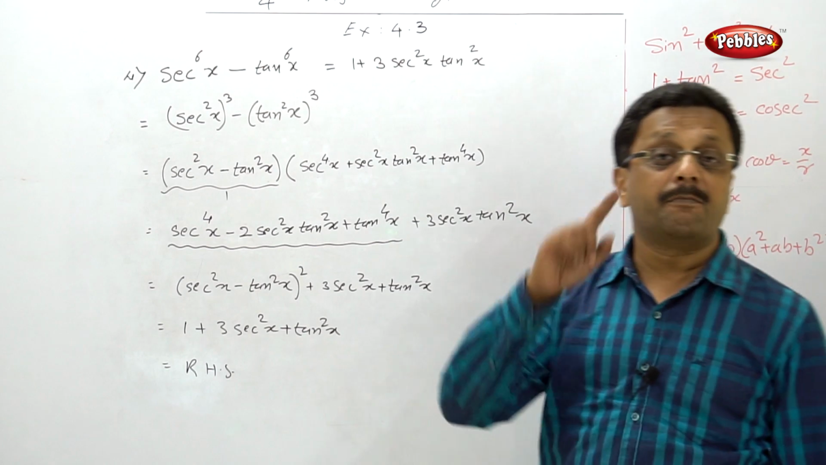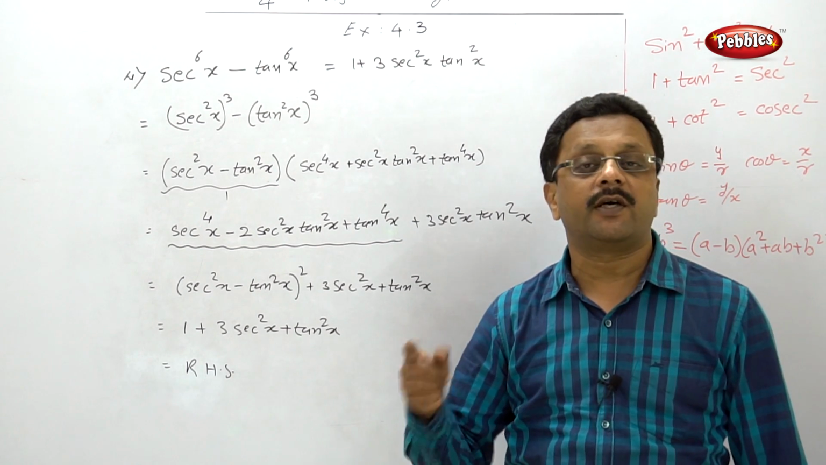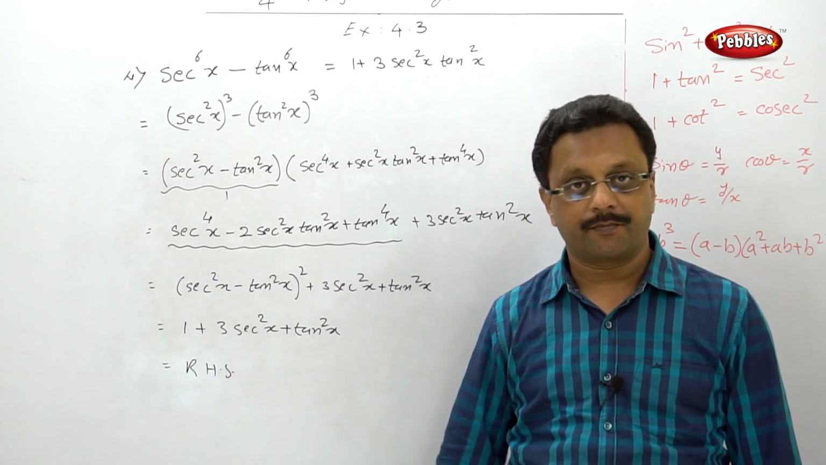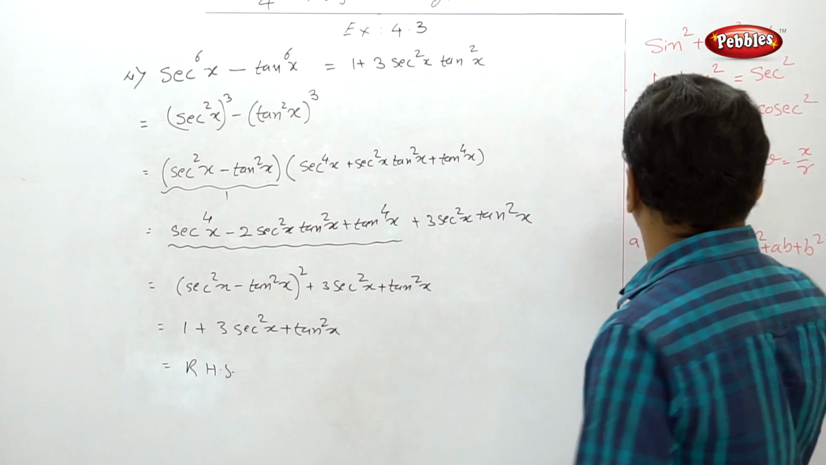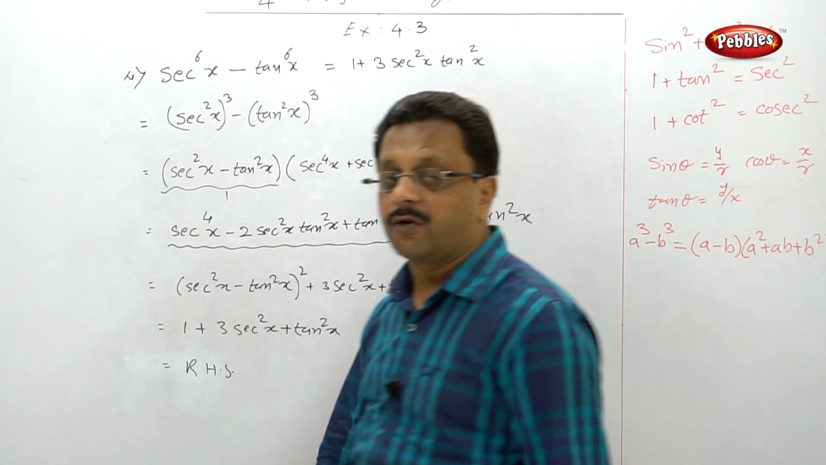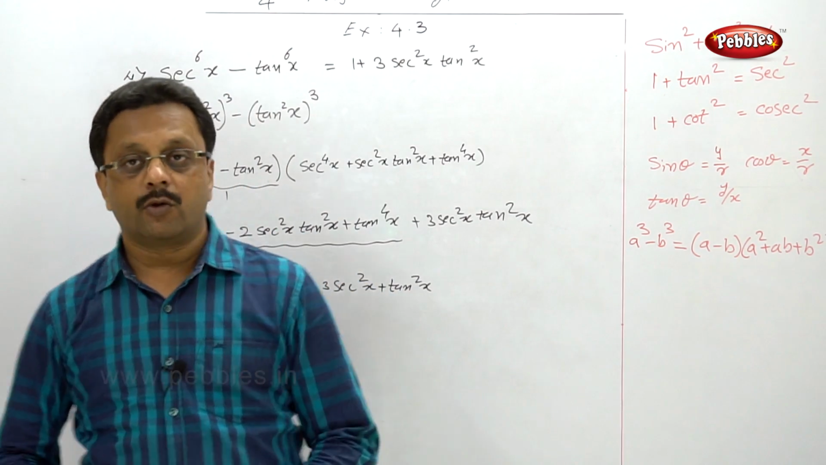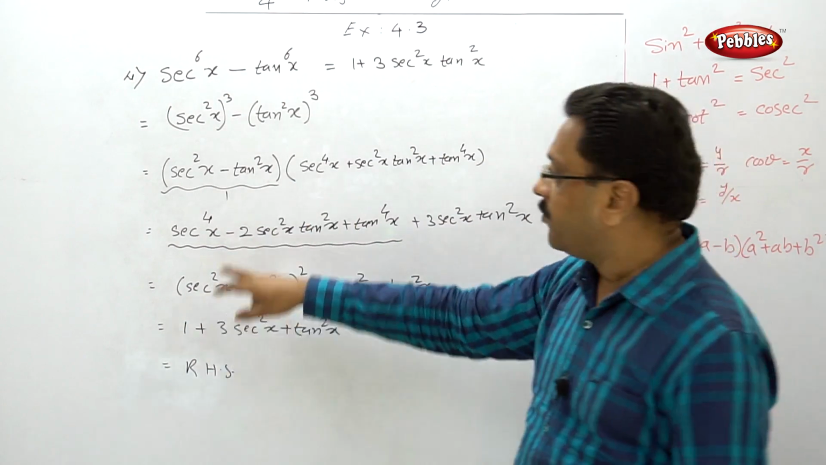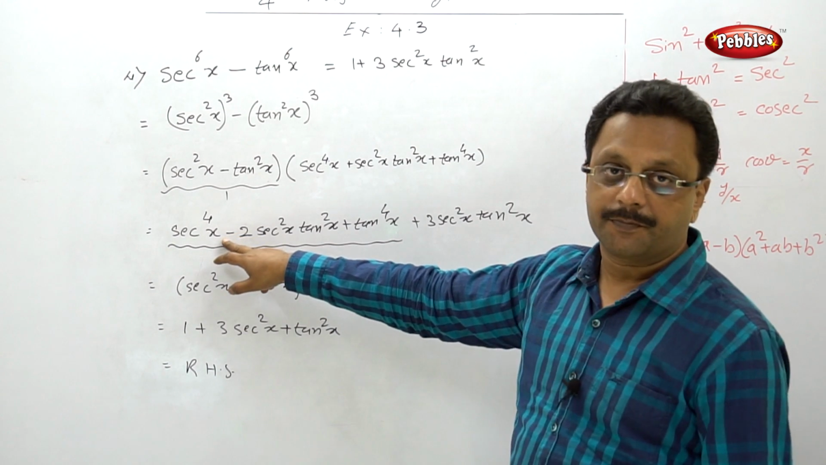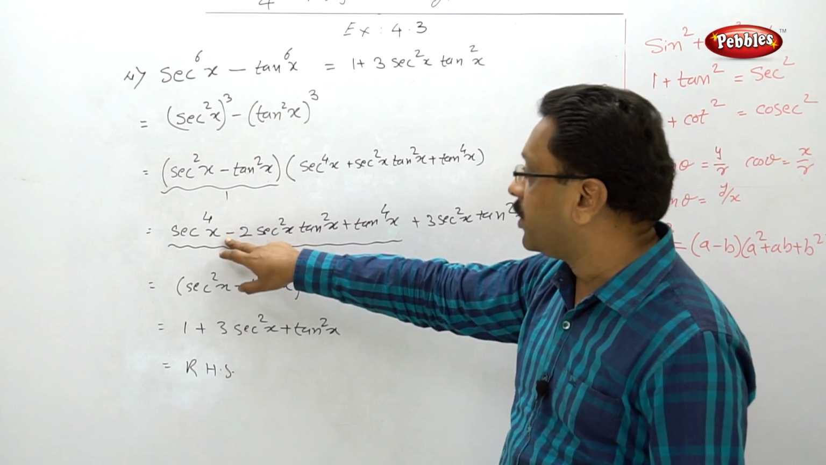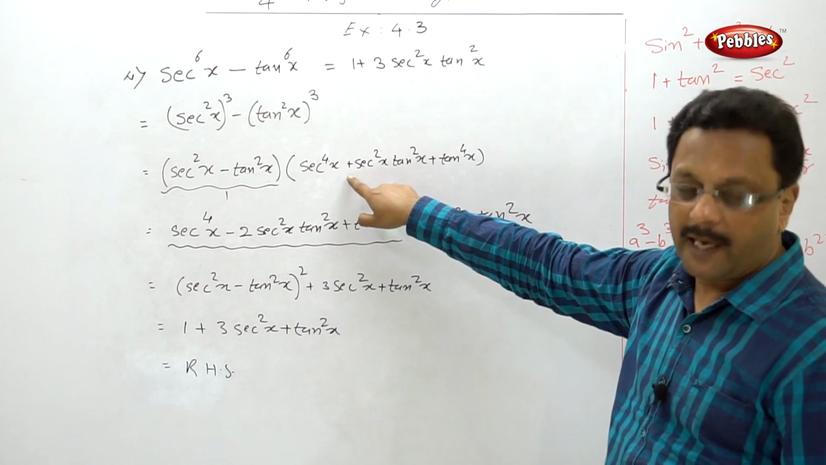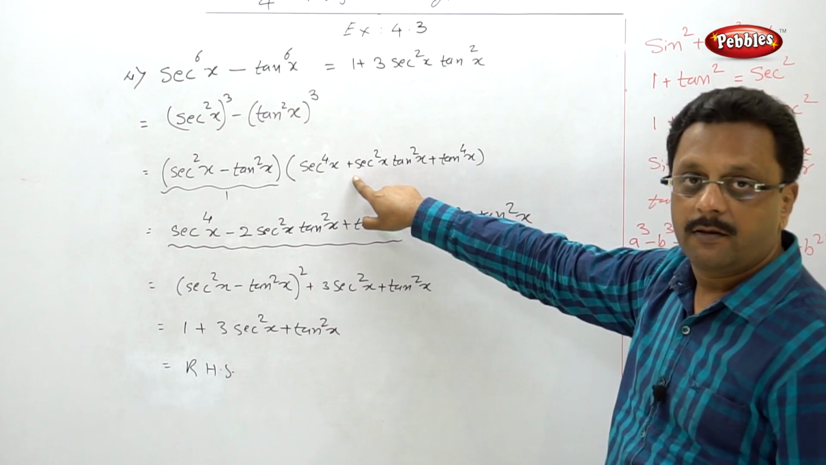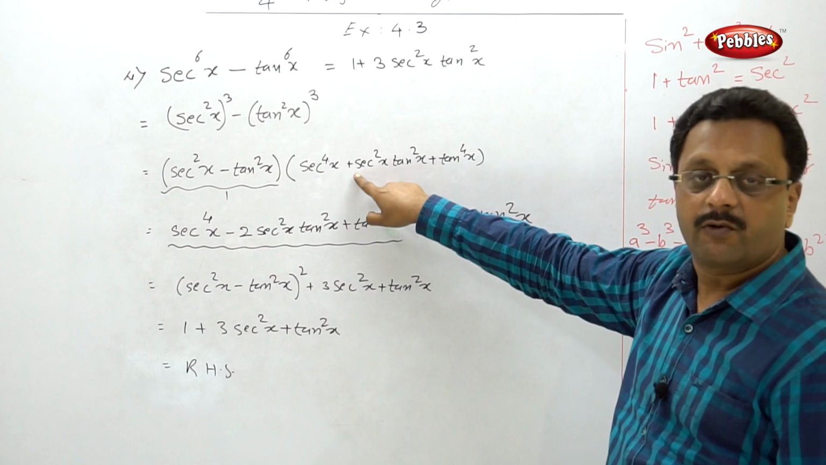Because a square minus 2ab plus b square is a minus b bracket square. And we want to use this identity, sec square minus tan square equal to 1. So here we must have sec square minus tan square. To get that, we must have minus 2 here. So if we have minus 2 here and we want only 1 here, actually here only 1 sec square tan square is there.